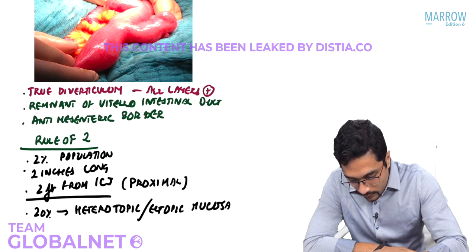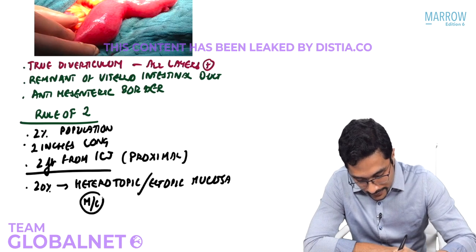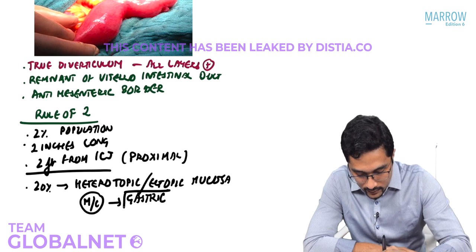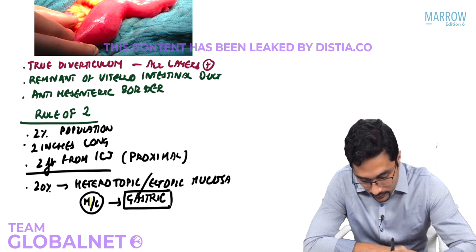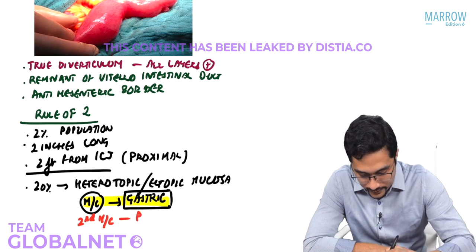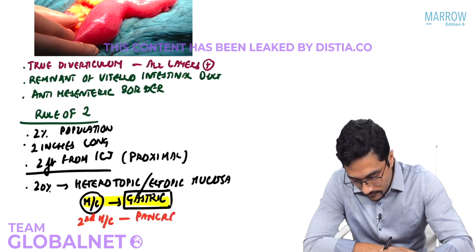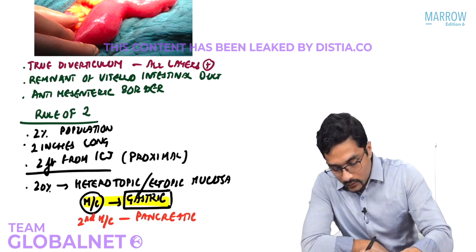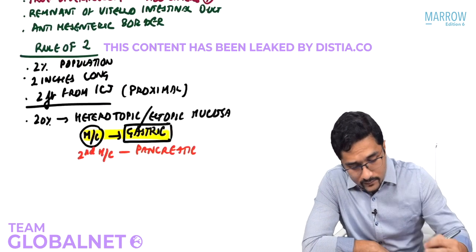And the most common ectopic mucosa is gastric mucosa. This has also been asked, which is why there can be bleeding. Most common is gastric mucosa. And the second most common has also been asked in the exam. It is pancreatic epithelium. So this is the rule of 2 which is associated with Meckel's diverticulum.